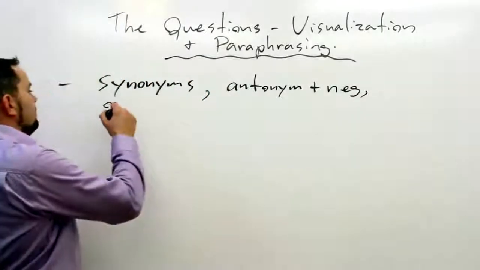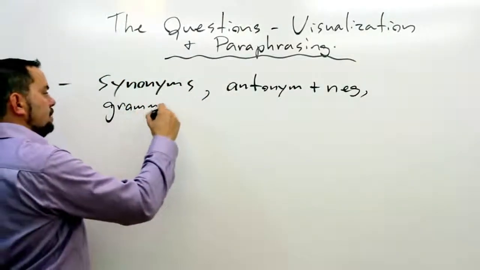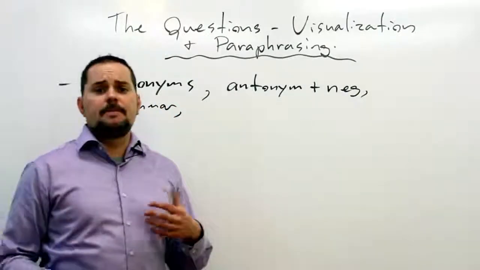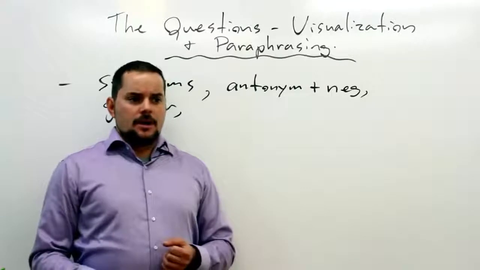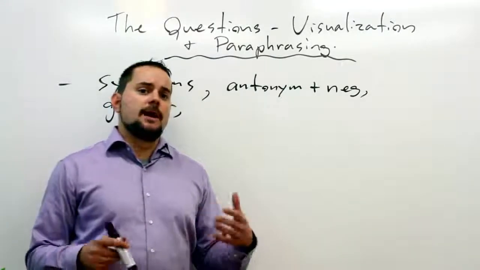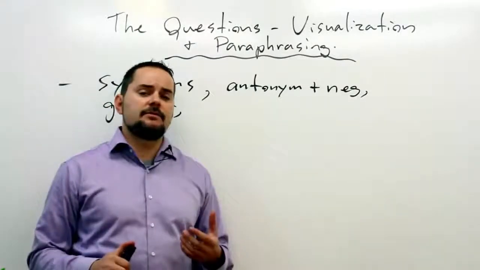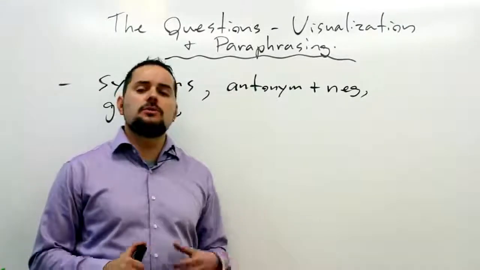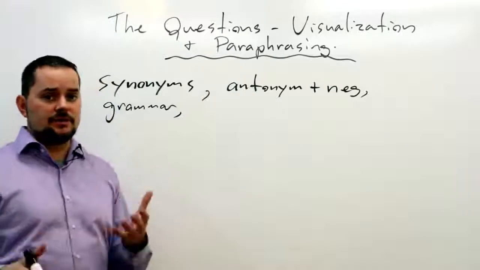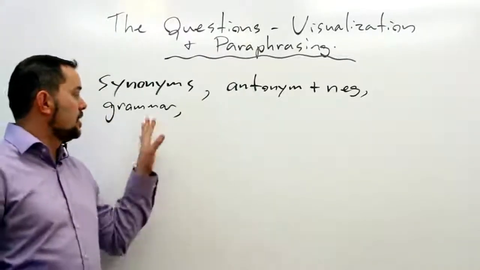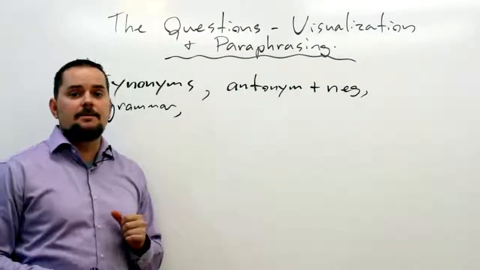Then, of course, we have grammar. A simple example is passive and active voice. So I'm driven to school by my mom. This is passive. My mom drives me to school. This is active form. So this is a type of grammar paraphrasing. There's lots of other types, but that's one example.